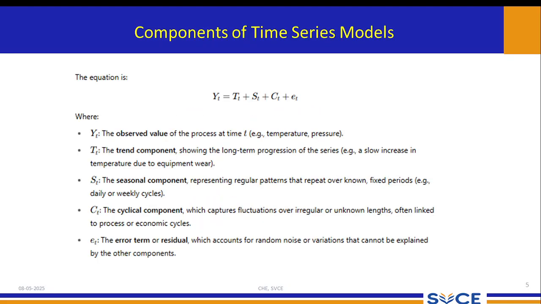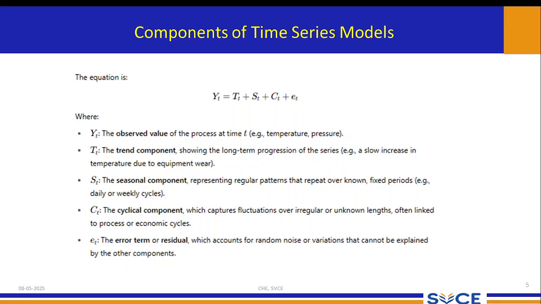So the equation goes like this: y_t is the observed value of the process at time t. For example, it may be a temperature or pressure. In the previous example, I talked about a batch reactor with respect to temperature, measured every 10 seconds. Similarly, we can also do it for pressure, for example the pressure inside a distillation column or an absorption column, or even the pressure inside a batch reactor. So the observed value may be temperature or pressure with respect to time.